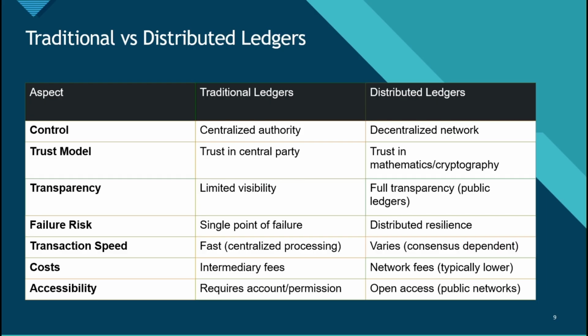Traditional vs. distributed ledgers. Aspect. Traditional ledgers. Distributed ledgers. Control. Centralized authority. Decentralized network. Trust model. Trust in central party. Trust in mathematics, cryptography. Transparency. Limited visibility. Full transparency, public ledgers. Failure risk. Single point of failure. Distributed resilience. Transaction speed. Fast, centralized processing. Varies, consensus dependent. Costs. Intermediary fees. Network fees, typically lower. Accessibility. Requires account, permission. Open access, public networks.